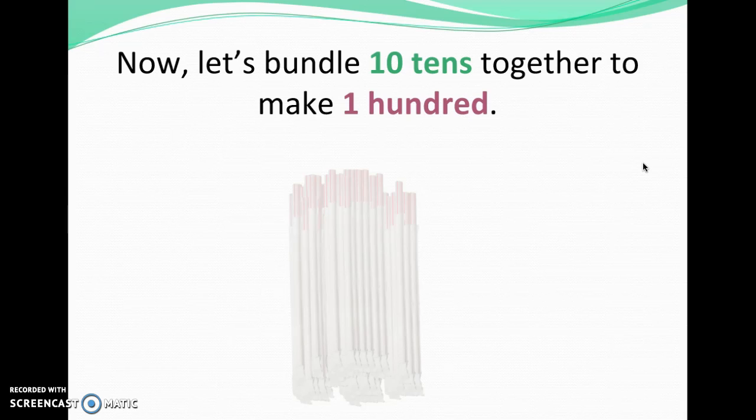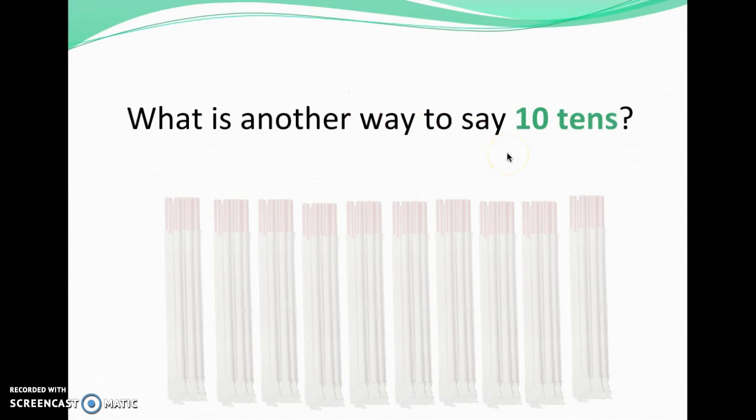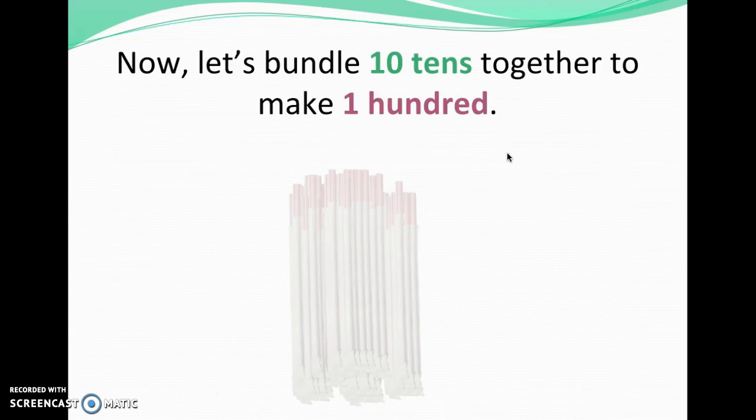Okay, so now let's bundle all those 10 tens together to make 100. All I did was I took those 10 tens and I squished them all together. So right now this big group here is a group of 100. I took all these tens that I had back here and I just squished them all together to make this big group of 100.